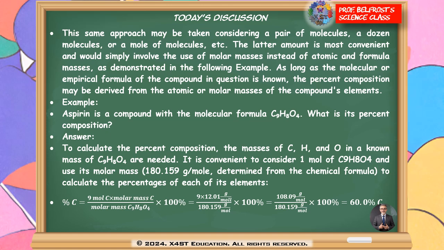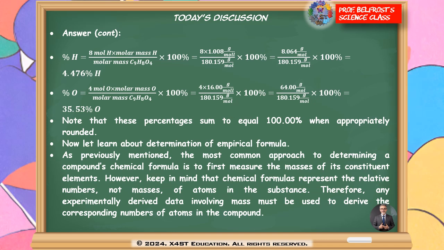So here's the solution. To calculate the percent composition of carbon, hydrogen, and oxygen in aspirin, first we need to know that the molar mass of aspirin itself is 180.159 grams per mole. Then, using the respective molar mass of each element, we get the values as shown. For carbon it is 60%, for hydrogen it is 4.something%, and for oxygen it is 35.something%. This is a rounded version, and the sum equals 100%.